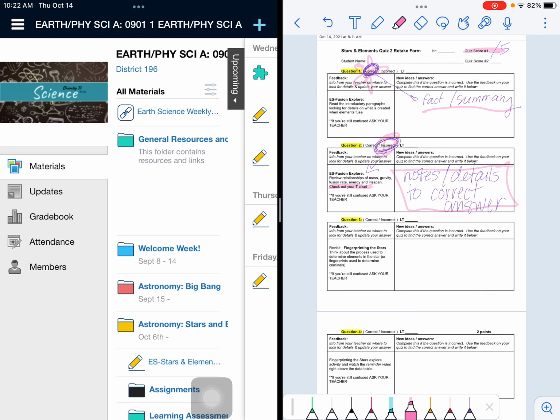And we're going to be doing this to start the hour tomorrow, so have your retake form ready. Even if you have 5 out of 5, you should have a fact or a summary for each of the 4 questions.